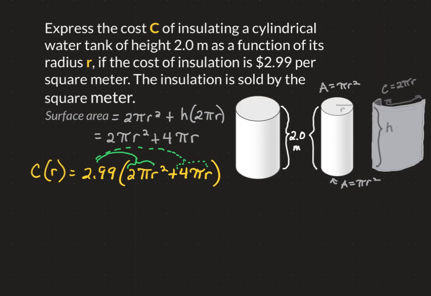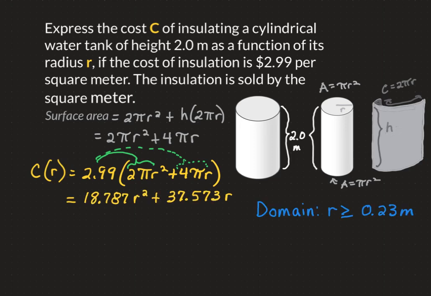Now, this is an application problem where I'm eventually going to have to fork over some money after I do this calculation, so I'm going to use pi approximated by my calculator, and I'm going to go ahead and distribute that 2.99 times 2 pi r squared and 2.99 times 4 pi r.